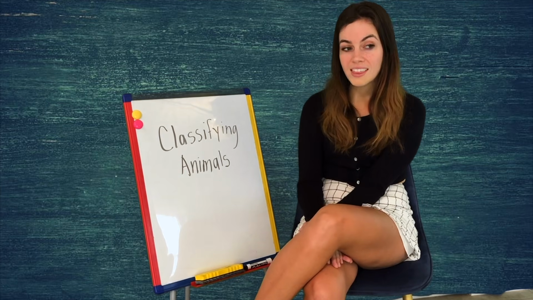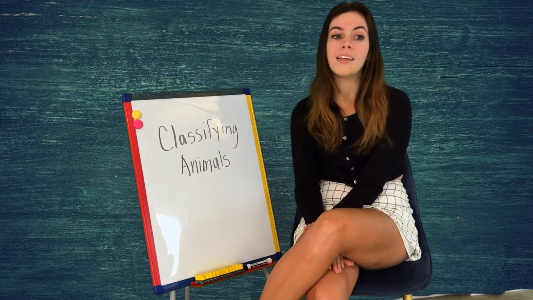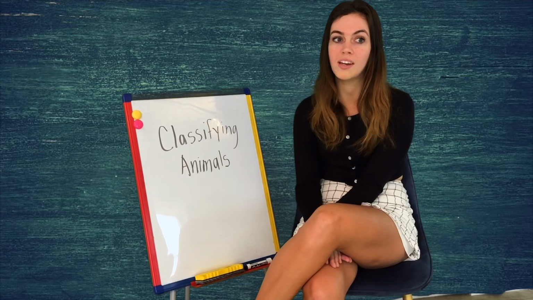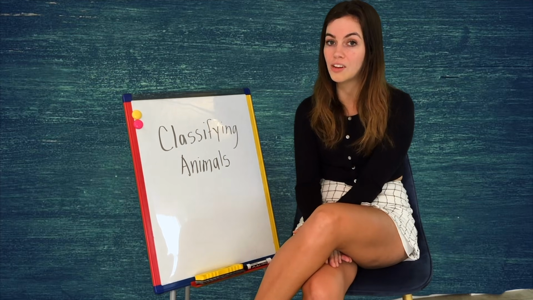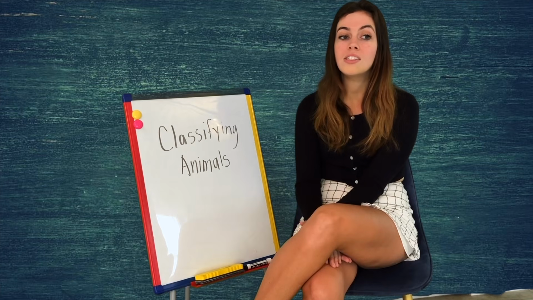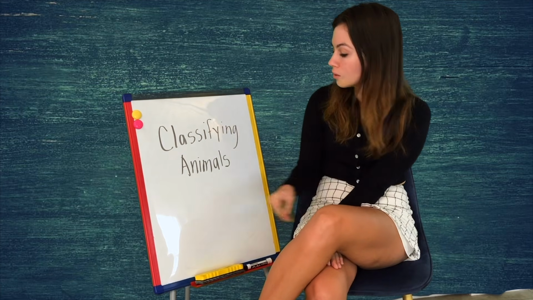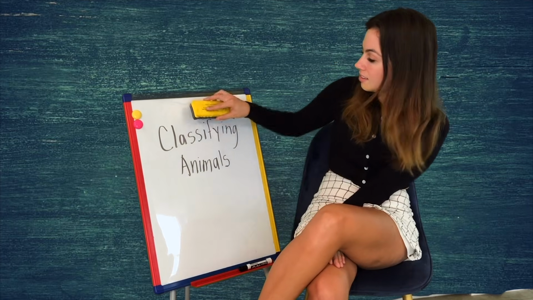There are 7 levels, and kingdoms represent the highest level, and more organisms are included in the kingdom than any other level. Each kingdom is then divided into groups, and so we'll take a look at that.